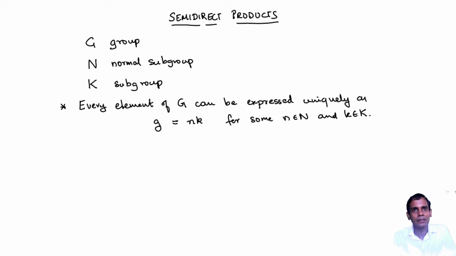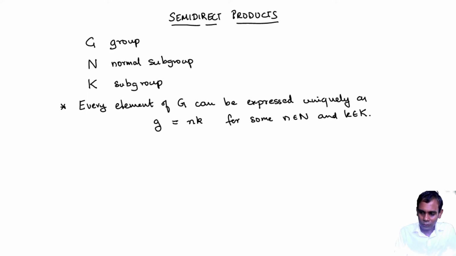So in that case, G was the dihedral group Dn. It had a normal subgroup of rotations which was isomorphic to Z mod nZ, and then there was this group K of order 2 which consisted of the identity element and one reflection which we called s.